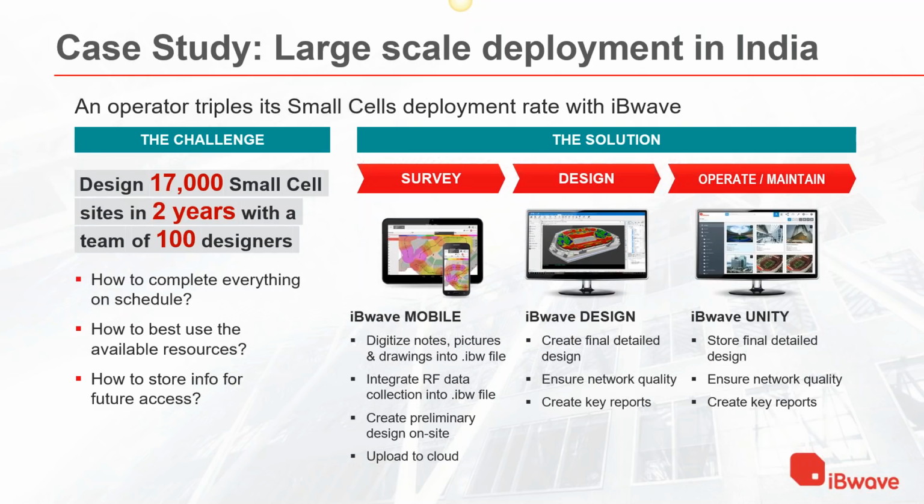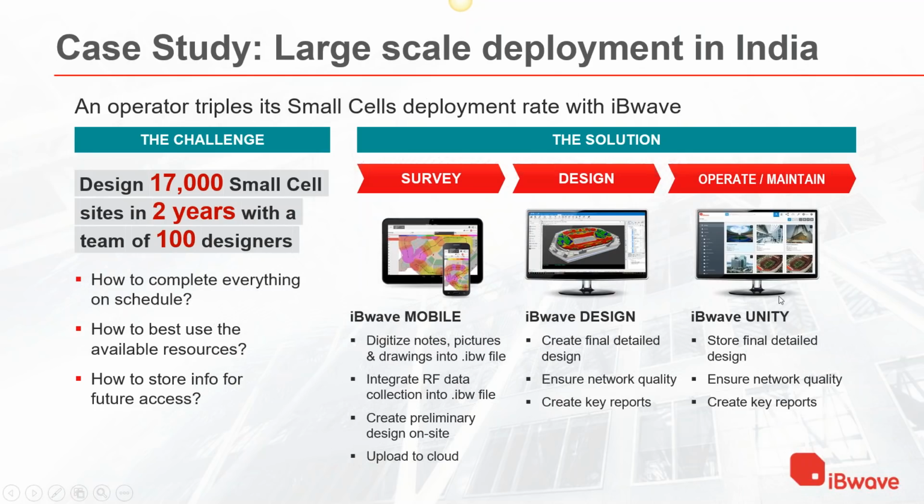For the survey, we gave them iBwave Mobile, which was capable of digitizing notes, pictures, and drawings into an iBwave file, integrating RF data into the iBwave file, and creating a preliminary design on-site and uploading to the cloud, being iBwave Unity. From iBwave Unity, you can use iBwave Design to download the file and create the final detailed design, and that gives all the appropriate screenshots of your KPIs and appropriate coverage maps. And those are used to create key reports.